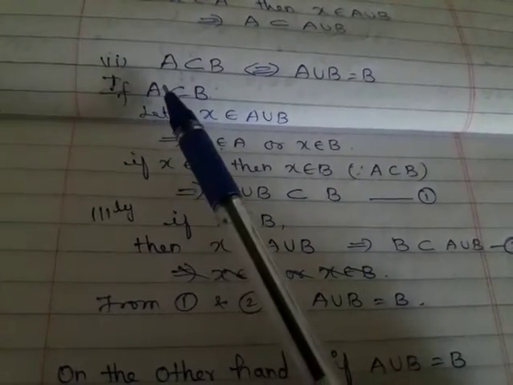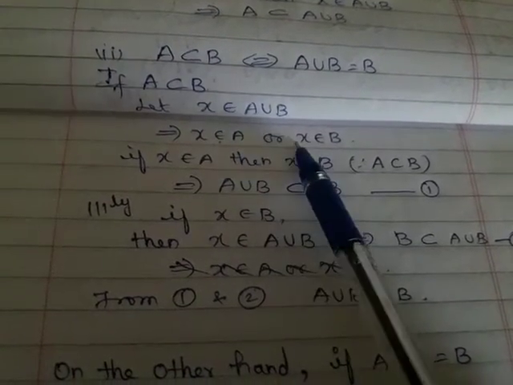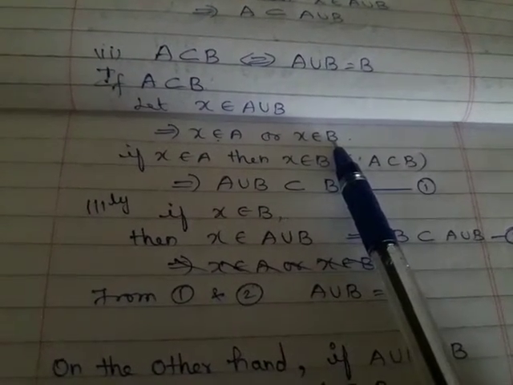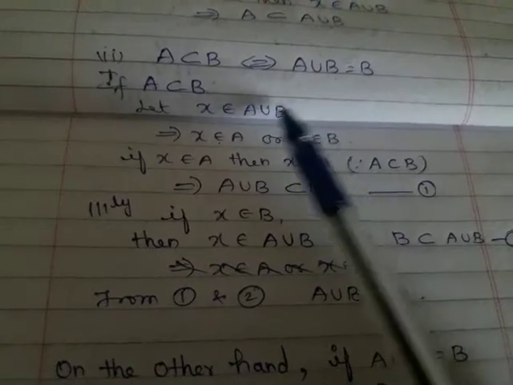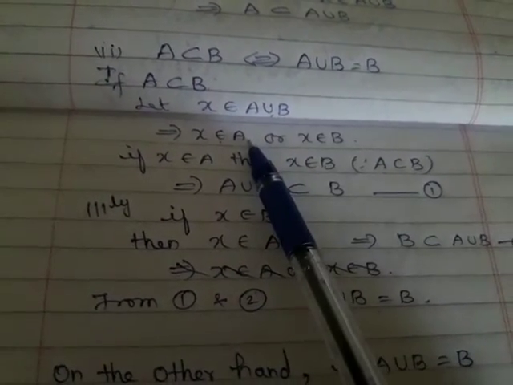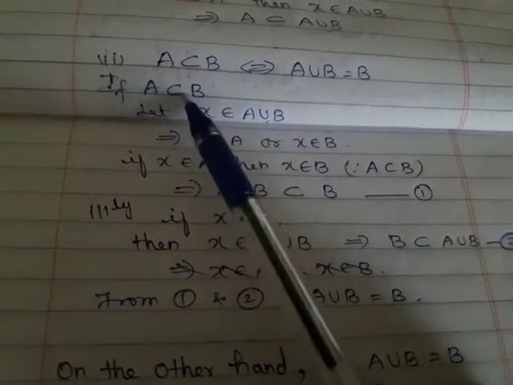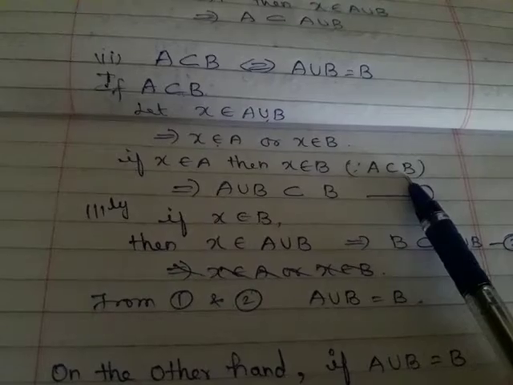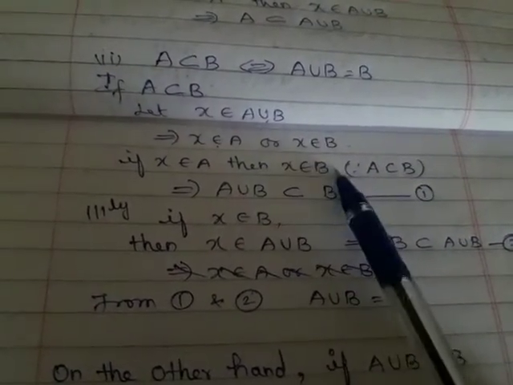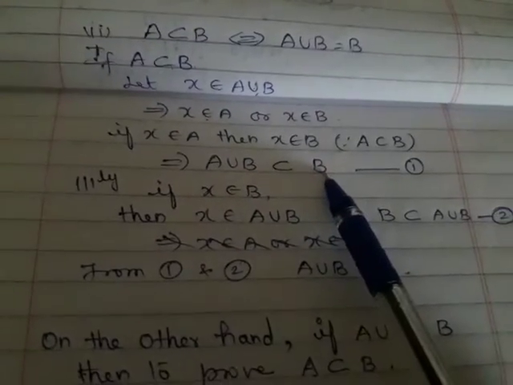Now we start with an element in A union B. Then by definition it belongs to A or it belongs to B. If it belongs to B, our aim is achieved. A union B is a subset of B. If it belongs to A, then X belongs to B. How? Because A is a subset of B. Right? Here we reached our aim. So A union B is a subset of B.